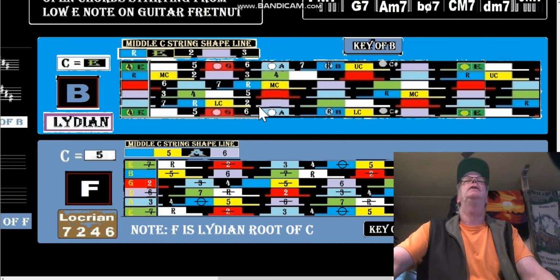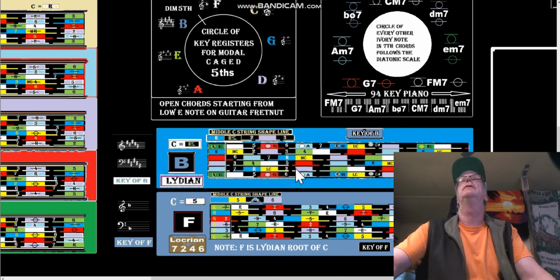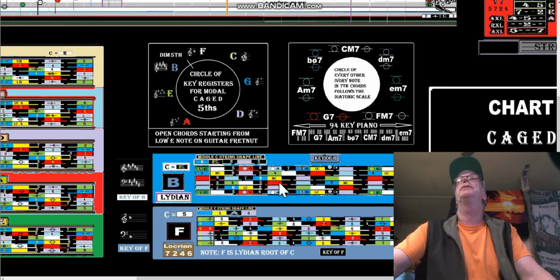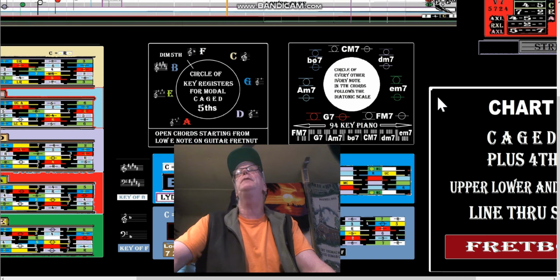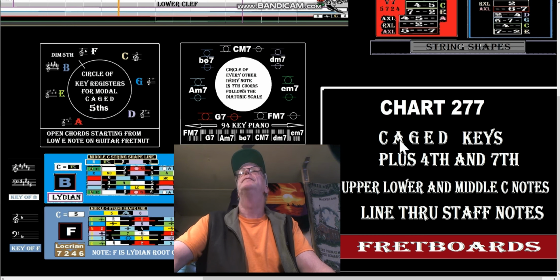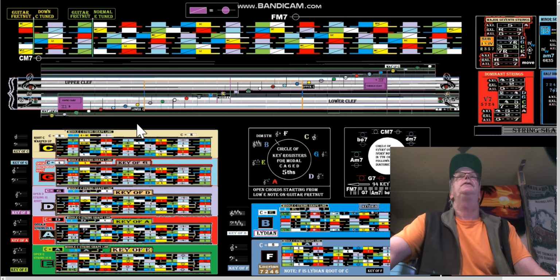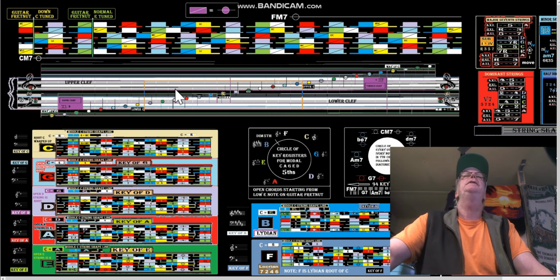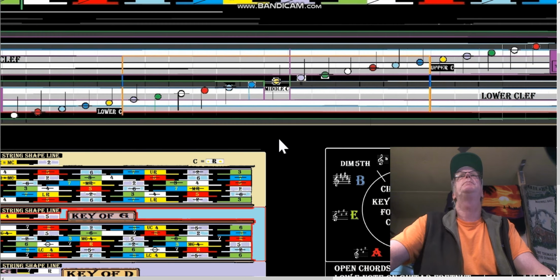So zooming out, let's look at the purpose of this chart. Okay, chart 277 again was upper and lower middle C notes. So let's look at the upper and lower middle C notes. Okay, where would they be? What string shape would they be part of?